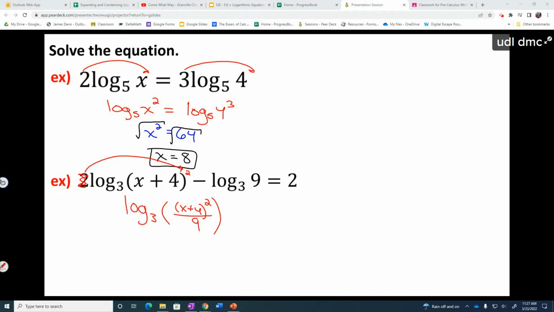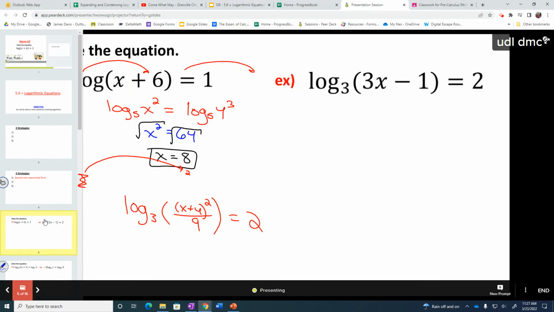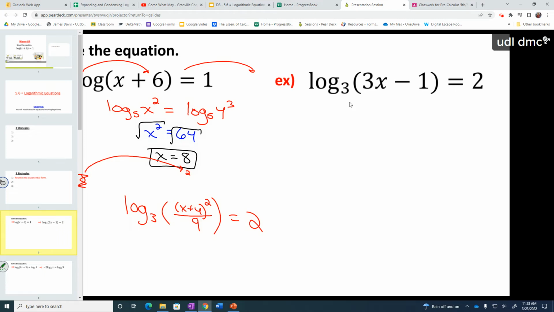This is what we've been doing for a couple days, condensing, expanding logarithms. And then we still got equals 2. So we condensed it and we got it equal to 2. Now this is actually just a harder version of what we did with these ones, where we got a single log. This is almost exactly the same as this one we did earlier, log 3 of 3x minus 1 equals 2. Just the inside's different.